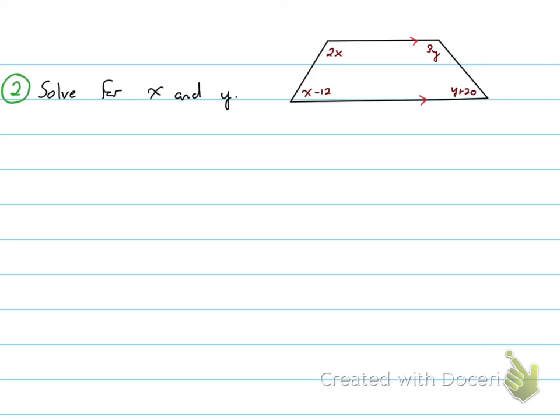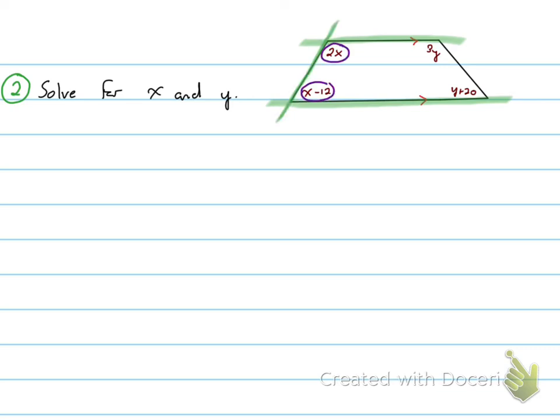Let's look at one more example for today. I want to solve for x and y. Notice here, this might just look like a weird trapezoid, but I have a pair of parallel lines, and those other sides are like the transversal. So again, we're going to use those angle relationships to set up an equation and solve for our two variables.